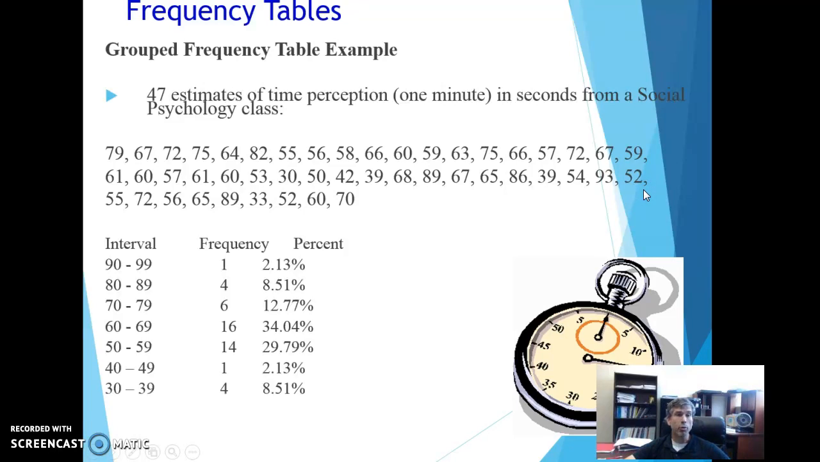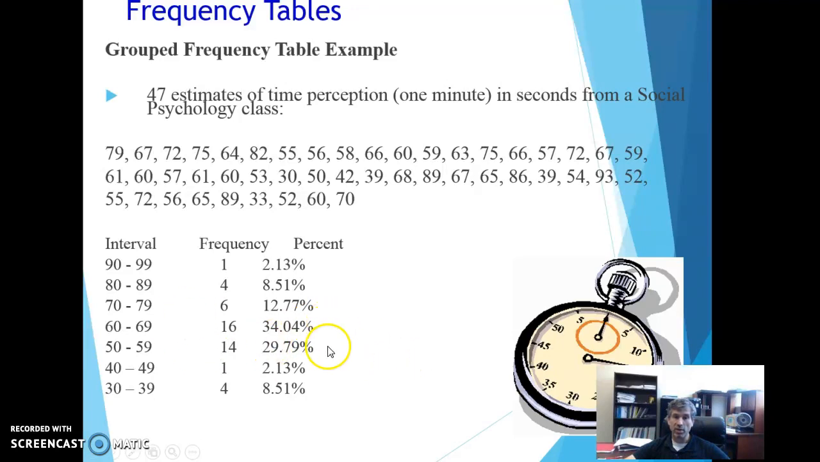Instead, we're going to create a grouped frequency table. We're going to make each row intervals of 10. How many people estimated between 90 and 99 seconds? How many between 80 and 89? 70 and 79, so on. Here we see our frequencies calculated the same way. The percentage calculated the same way. It seems to be misformatted a little bit. But again, we can pick out trends in this much bigger and more complicated data set very quickly as well.